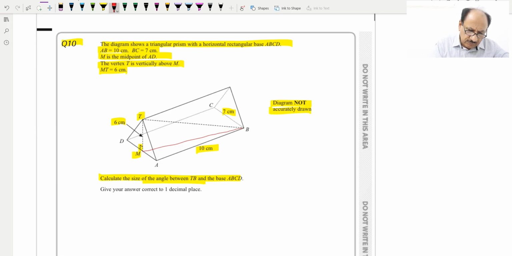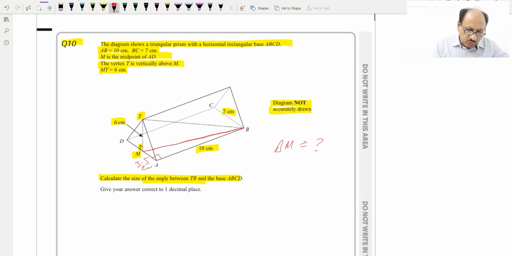I'll make the line double so that it should be more visible, this one. And now we will be looking for, first of all, we can find BM. We know AM. Basically this is a right angle triangle. We are interested in finding BM. So to find BM, we will be applying Pythagoras theorem, because AM is 3.5, which is half of 7 centimeters.